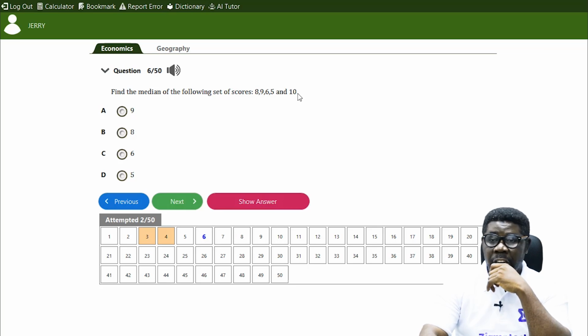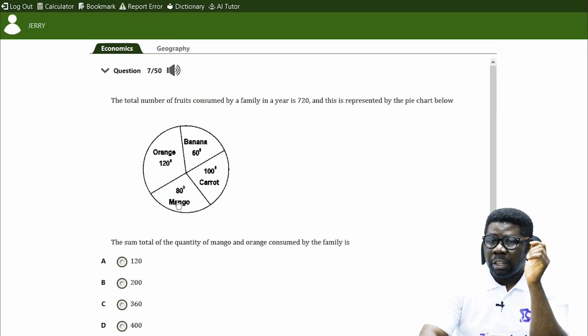So what will be our median? The center number, because there are 5 in number, will be our median. That means our number will be what? 8. Because 8 will be the center, because I have 5, 6, 8, 9, 10. So our median will be 8. So our answer will be B. You see, that's what we just learned now.